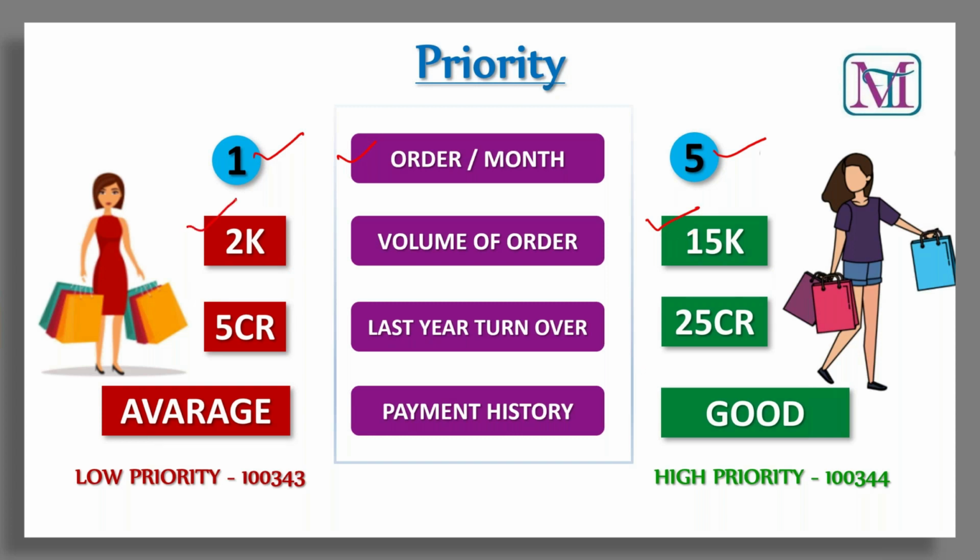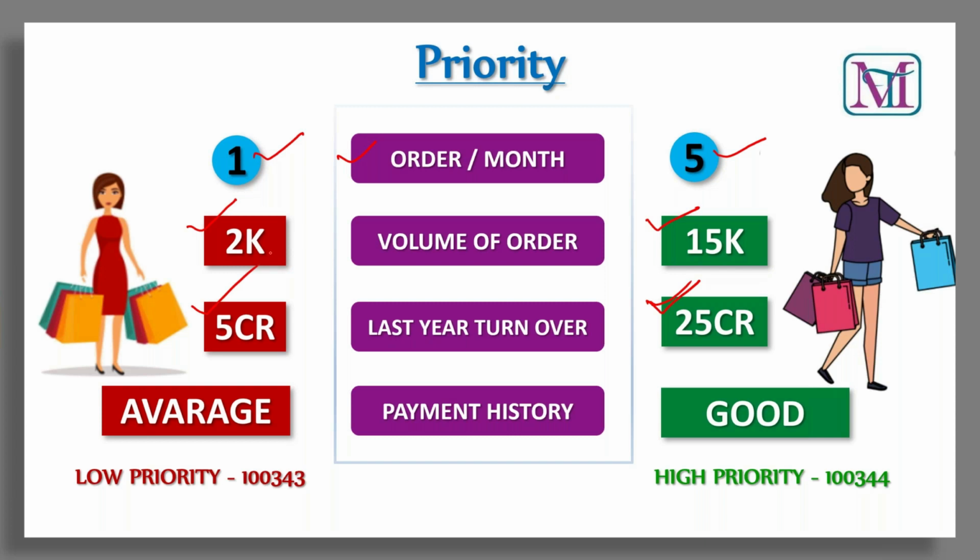If it is less than 10,000, it is a low priority customer. Last year's sales turnover: if a customer's yearly sales turnover is 20 crore or more, then that comes under high priority customer. So the right side customer is a high priority customer, and the left side customer is a low priority customer.